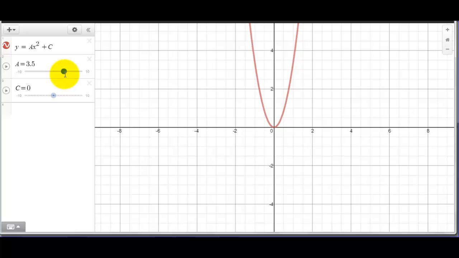Okay, so let's make our A value, let's say 4. If I leave that alone and I start adjusting the C and I say let's make the C value bigger, you can see what this is actually doing is it's taking my graph and it's just moving it up.